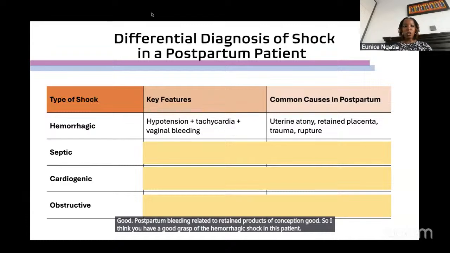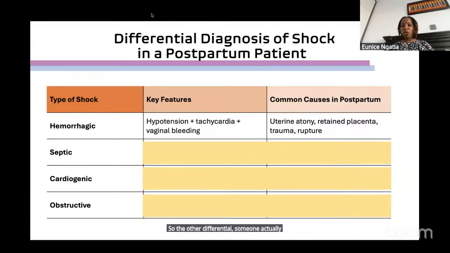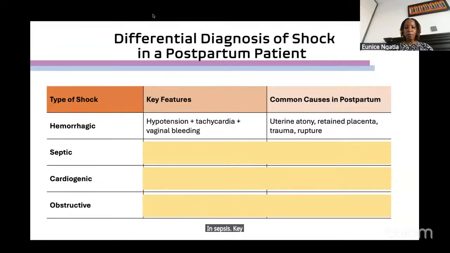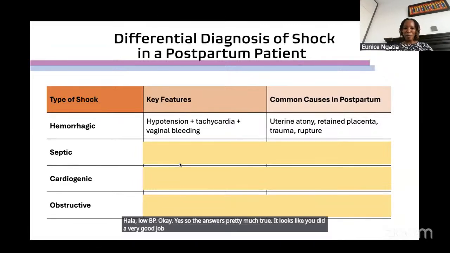So the other differential, someone actually wrote there, sepsis could be one of the other differential diagnoses. So what are the key features that we will see in sepsis, like in this patient? What will we expect to see in septic shock? Pallor, fever, hypotension, low blood pressure, warm extremities, that is true. Hypothermia, fever, pallor, low BP. Okay. So the answers are pretty much true. It looks like you did a very good job with the sepsis.